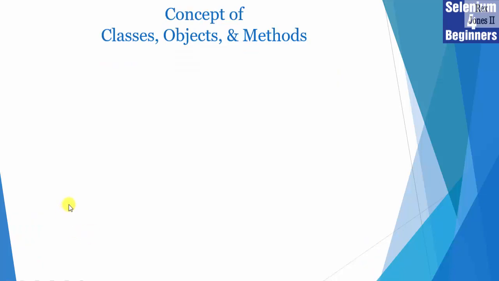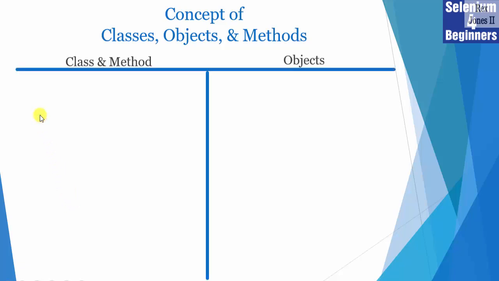Let's take another look at the same concept of classes, objects, and methods, but in a different way. On the left side, we have a class and a method. On the right side, we have objects. I am going to bypass discussing classes, objects, and methods in this presentation slide, but discuss them later in our demo.